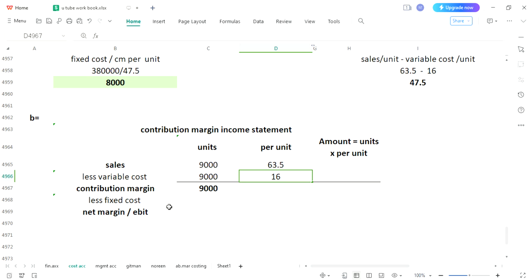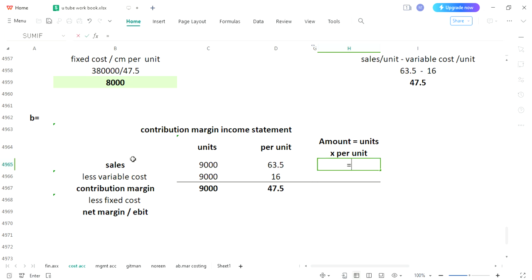Over here we can calculate contribution margin per unit, which is difference between per unit sale and per unit variable cost. To calculate the difference, we will subtract variable cost from sale. Sale was 63.5. You need to subtract per unit variable cost, which is 16. So we have got our contribution margin per unit. It's time to calculate the amounts. How would we calculate these amounts? Units would be multiplied with per unit.